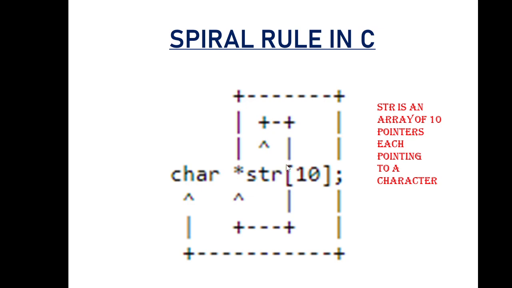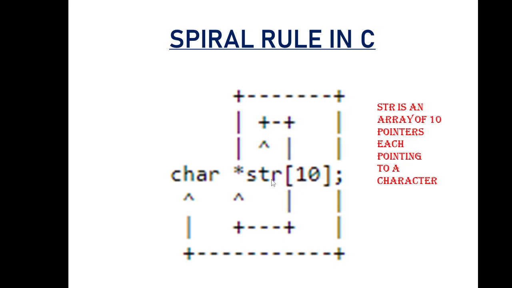str, there is an opening, so till closing we have to proceed. So there is a closing, come here. So str, there is an opening, we read this one. str is a 10 sized array, but the array contains pointers, and each pointer points to a character. So this is an array of pointers. What you have to remember is this is an array of pointers. Then each pointer in that array will be pointing to a character.